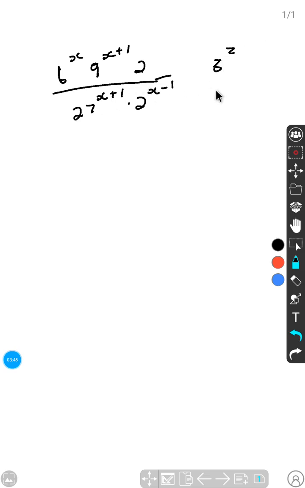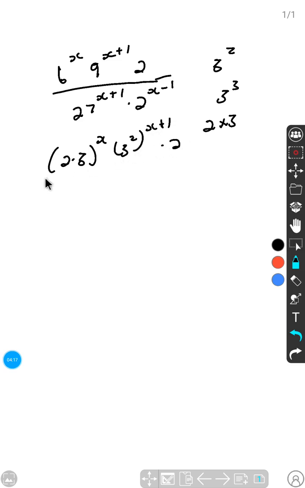9 is 3 to the power 2, 27 is 3 to the power 3. And if you look at this, our bases are going to be 3 and 2. This one, we cannot have anything squared, but if we say 2 times 3, it gives us 6. So let's change it to 2 times 3 to the power x. This one is 3 to the power 2x plus 1 times 2, all over 3 to the power 3 times x plus 1, times 2 to the power x minus 1.